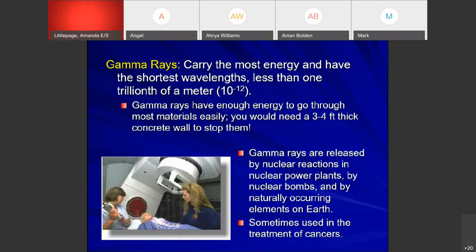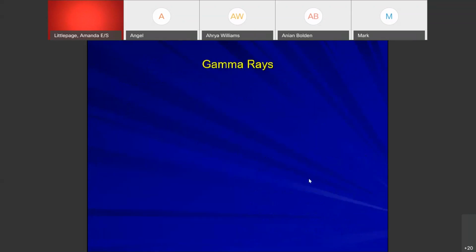They can be released by nuclear reactions, so from nuclear power plants or nuclear bombs, like the atomic bombs that were used in World War II. There are some elements on Earth that emit gamma radiation as they break down, so radioactive material. But gamma rays can be used to shrink tumors as well. So medically, gamma rays can be useful, even though they are considered to be dangerous.